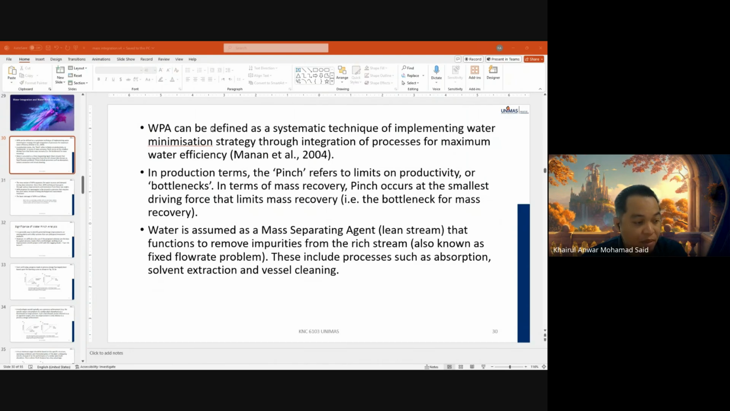So the water pinch analysis pioneered by Wang and Smith in their 1994 paper completely flipped this method. WPA is a systematic technique that allows us to find the true minimum target instead of just focusing on the 5% reduction.